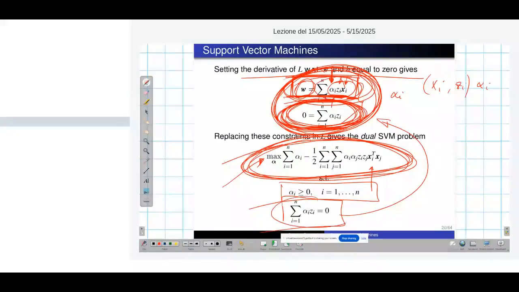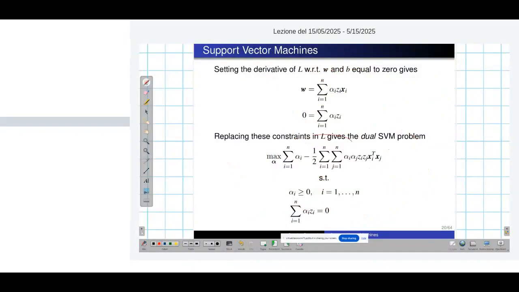So we need to add the constraint that the sum of alpha i z i is equal to zero, which we will see when we do the laboratory. It is a term that creates several problems in training. It's a term that we will see how to throw away because it makes training more difficult. But the SVM formulation can be expressed in this way.